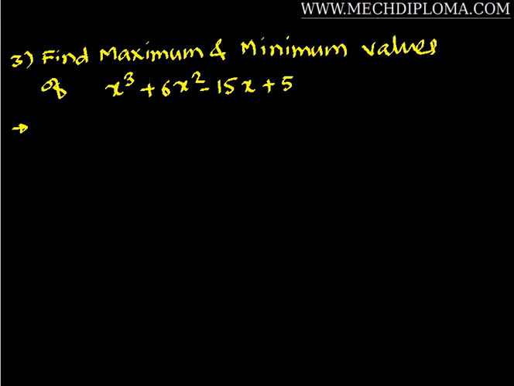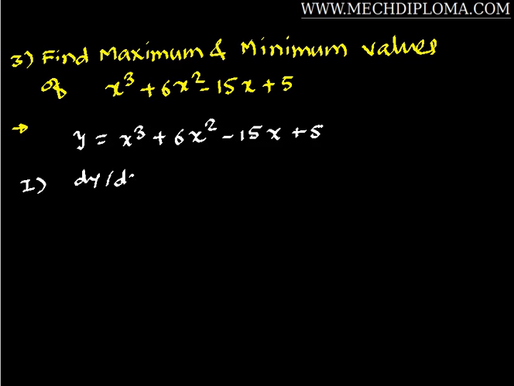Let us solve this third problem. The problem is given as we have to find the maxima and minima of this particular function. The function is given as y is equal to x cube plus 6x square minus 15x plus 5. So first step will be to find dy by dx and second order derivative d2y by dx square.